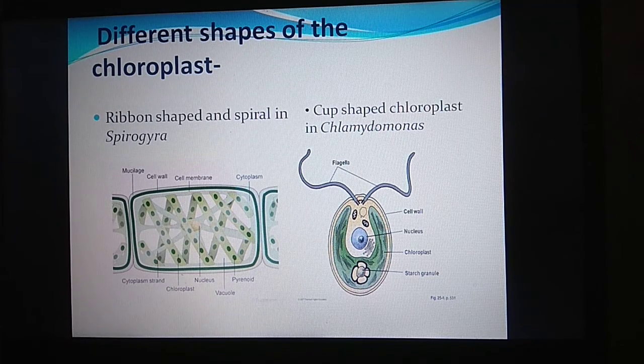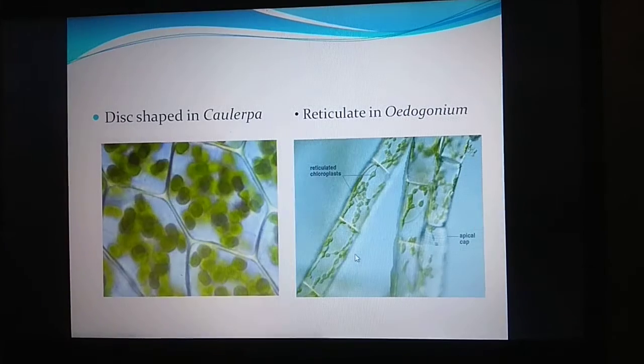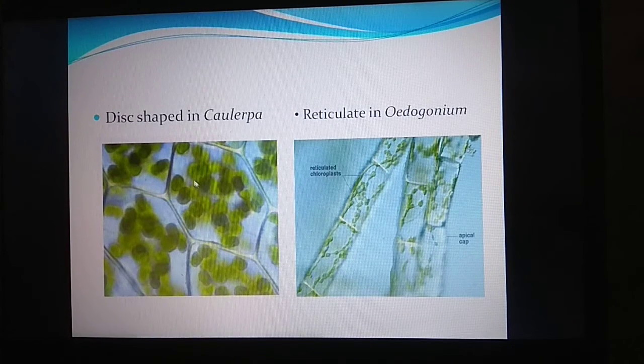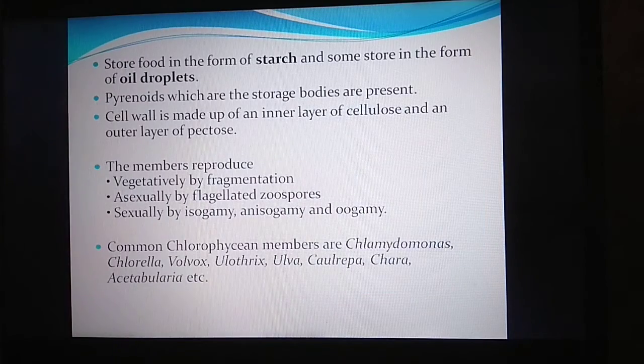Then this is the cup shaped chloroplast. Here you can see this is the cup shaped chloroplast in Chlamydomonas. Then here you can see the disc shape. Okay, here. Okay, so these are disc shaped in Caulerpa, and this is the reticulate chloroplast as in Oedogonium. So these are different shapes of chloroplast in the green algae.